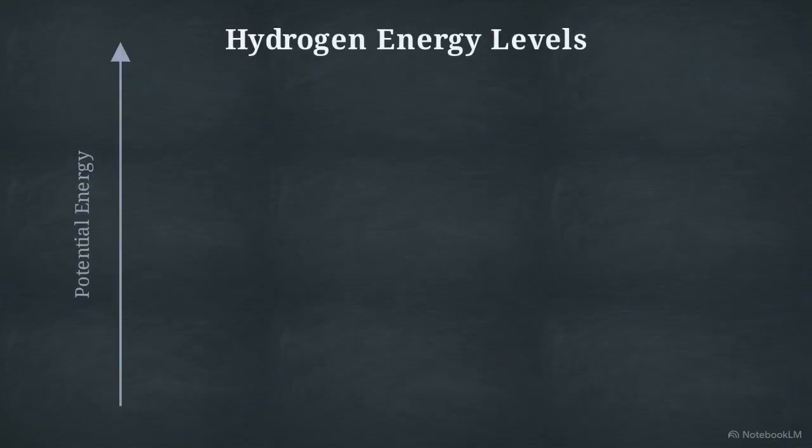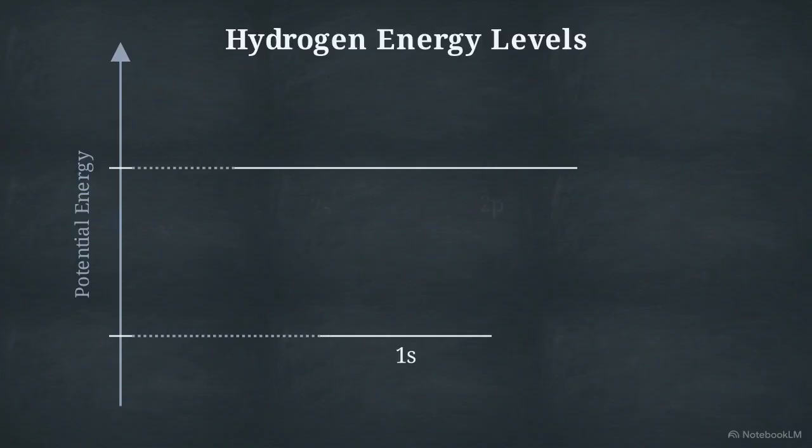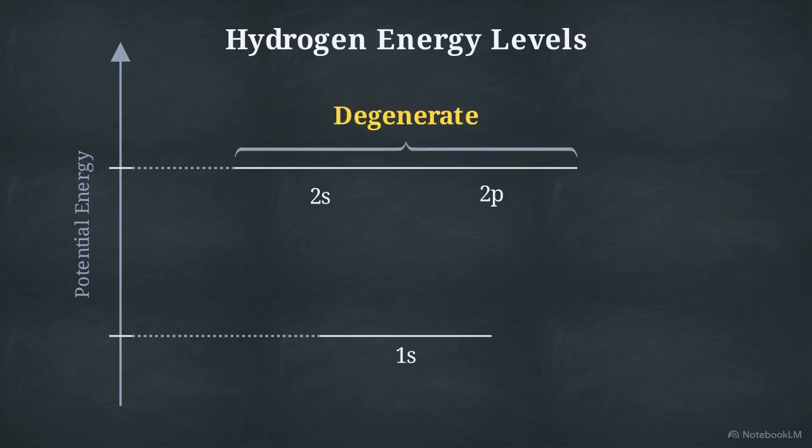This diagram shows the energy levels for a hydrogen atom. The 1s state sits at the bottom. Directly above it, the 2s and 2p orbitals sit on the exact same horizontal line. We call these matching states degenerate.